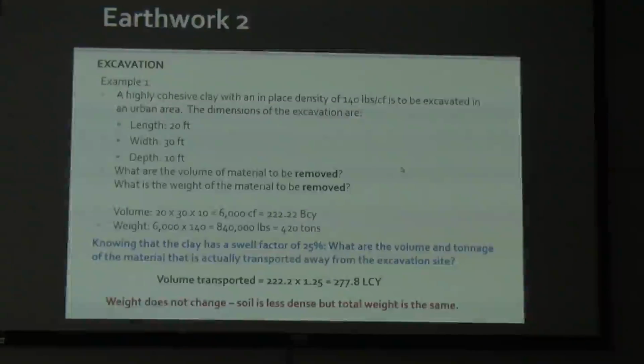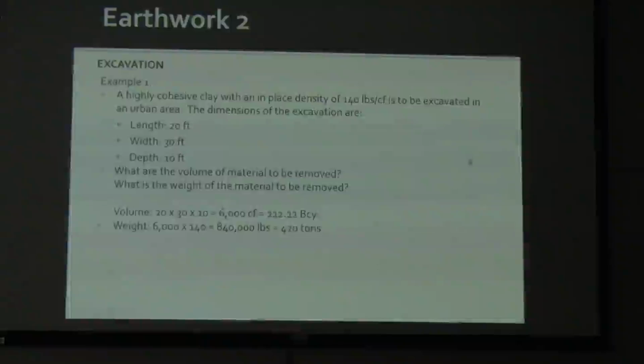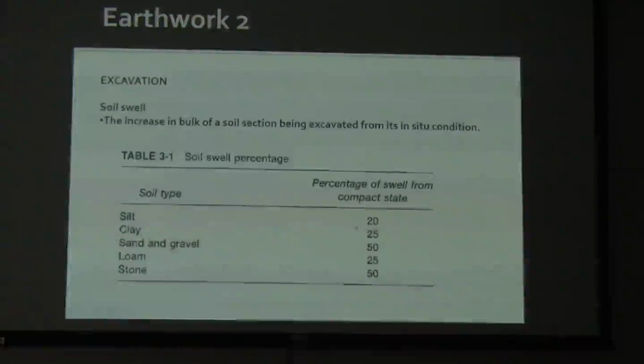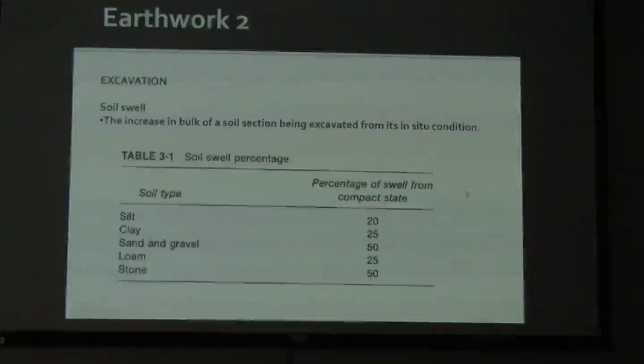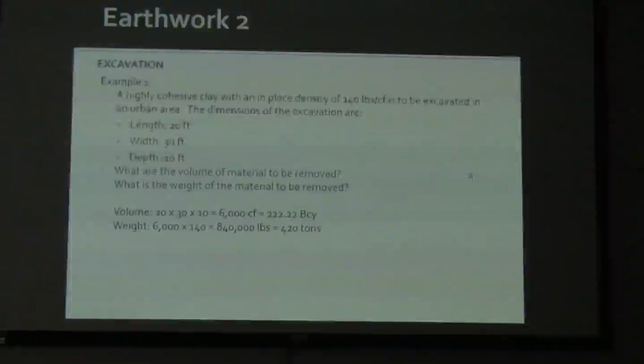Knowing that the clay has a swell factor of 25%, what are the volume and tonnage of the material that is actually transported away from the excavation site? So how do we know that the clay has a swell factor of 25%? Well, we just pulled it from this table here. We're using that 25% for clay in this particular example. Again, you can't use that for all clay universally. That value would actually have to be given or determined by your laboratory.